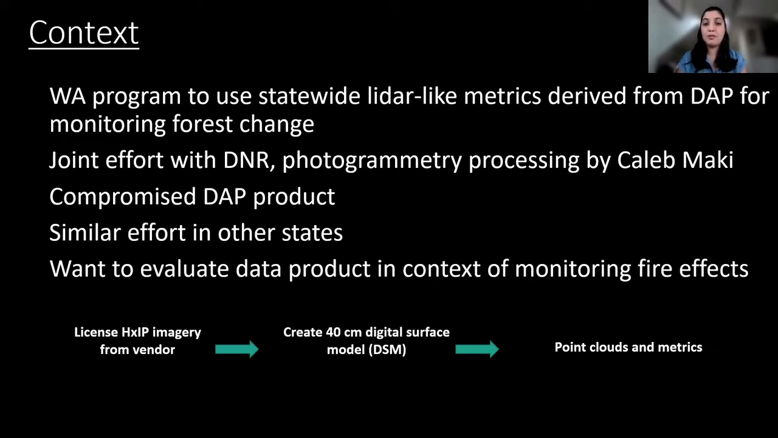But photogrammetry expert Caleb Mackey is actually the person who has been taking the raw data, running it through this photogrammetry software, and basically handing it to us to use. And it is a little bit of a compromised product in that it is coming from the Hexagon imagery program, which is responsible for producing NAIP imagery every 2 years.